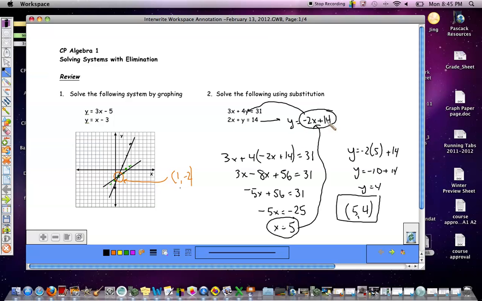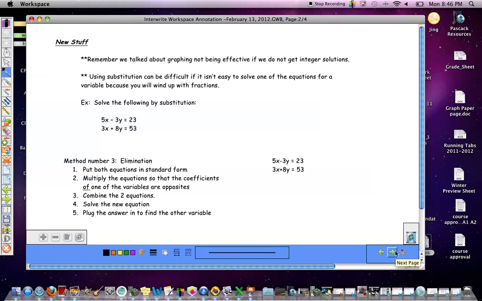We got y equals -2x plus 14. But what if we wound up solving for y and we got a couple nasty fractions in here, which we then had to plug in, multiply by something, still winding up with nasty fractions? There's a third method that we could use that's going to help us out. Now, remember we talked about graphing not being effective if we do not get integer solutions, that I just mentioned.